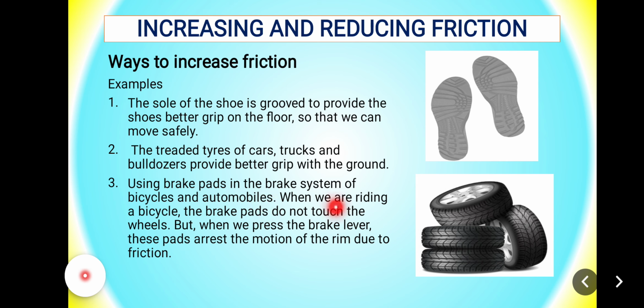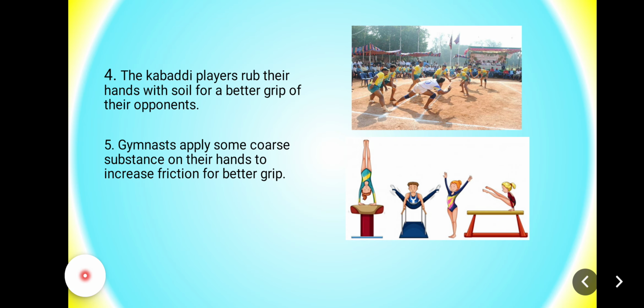While we are riding a bicycle, the brake pads do not touch the wheels, but when we press the brake lever, these pads arrest the motion of the rim due to friction. The kabaddi players rub their hands with soil for a better grip of their opponents. Gymnasts apply some porous substance on their hands to increase friction for better grip.